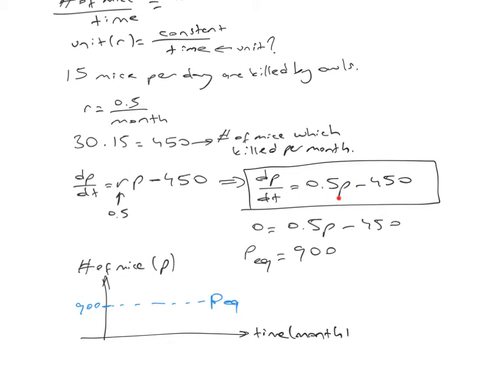If this number is bigger than 900, then this number will be positive. So dP/dt will be positive. So as time passes, the number of mice will diverge from the equilibrium point, which is 900. Now let's consider the opposite case. If this number is smaller than 900, which is our equilibrium point, then this value will be negative. So dP/dt will be negative. And as time passes, the number of mice will decrease and diverge from the equilibrium point. So our graph will look like this.